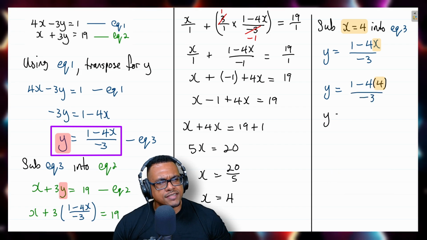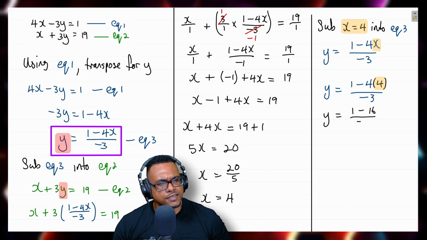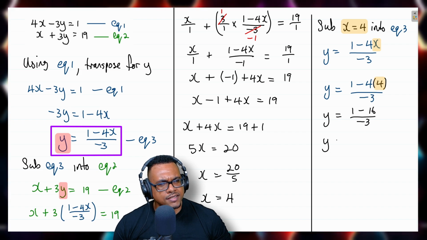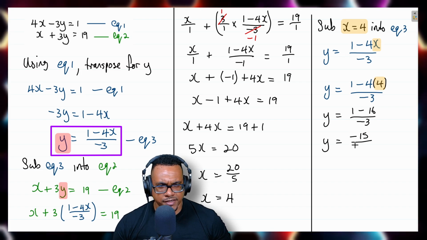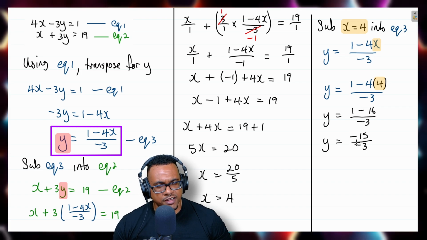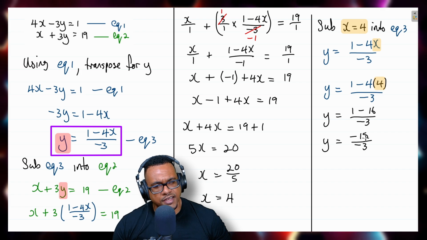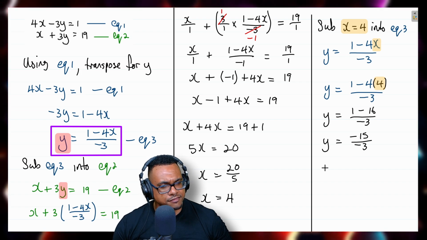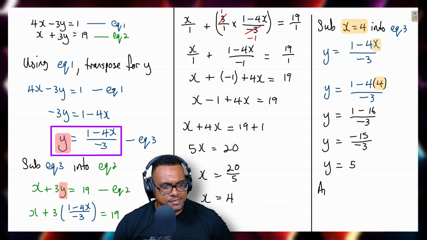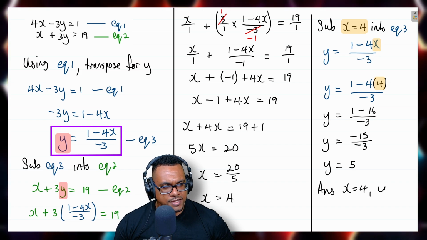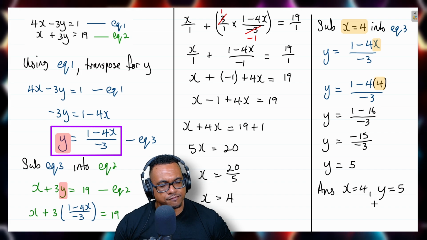So we're going to have y is equal to 1 take away 4 4s are 16, over negative 3. So y is equal to 1 take away 16, which is negative 15, divided by negative 3. So now you divide two negatives, so you're going to get a positive, and 15 divided by 3 is 5. So y is equal to positive 5. So our answer: x is equal to 4, y is equal to 5.